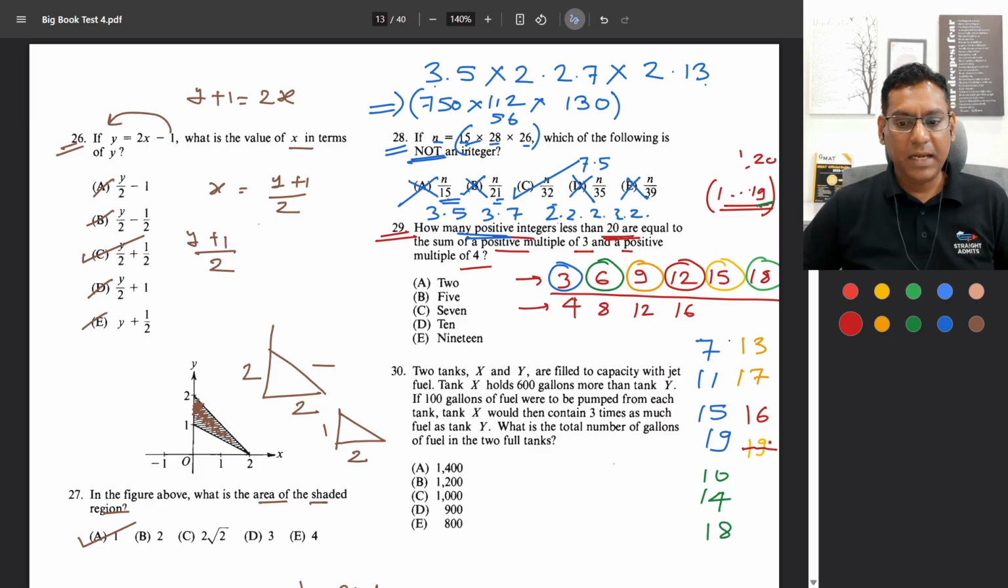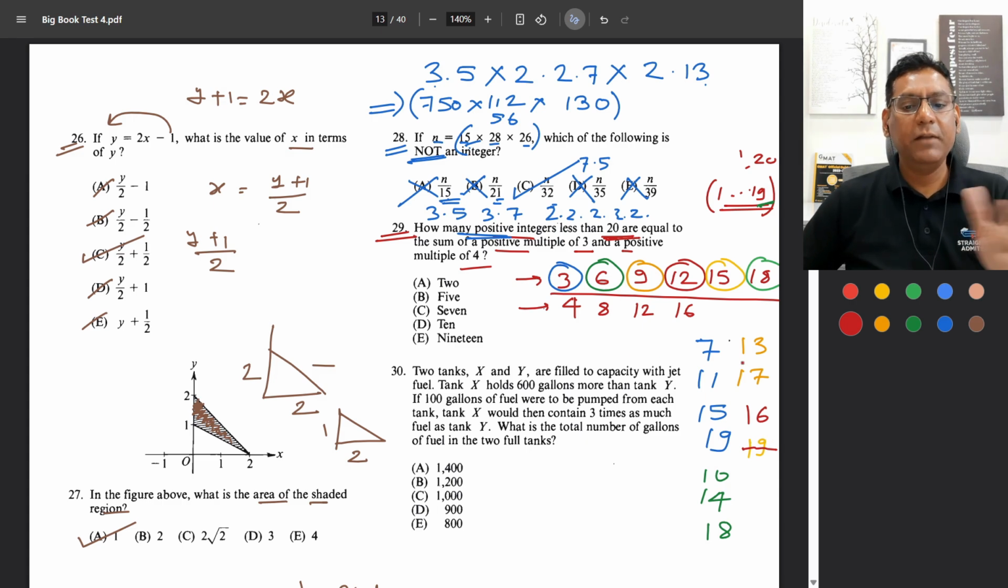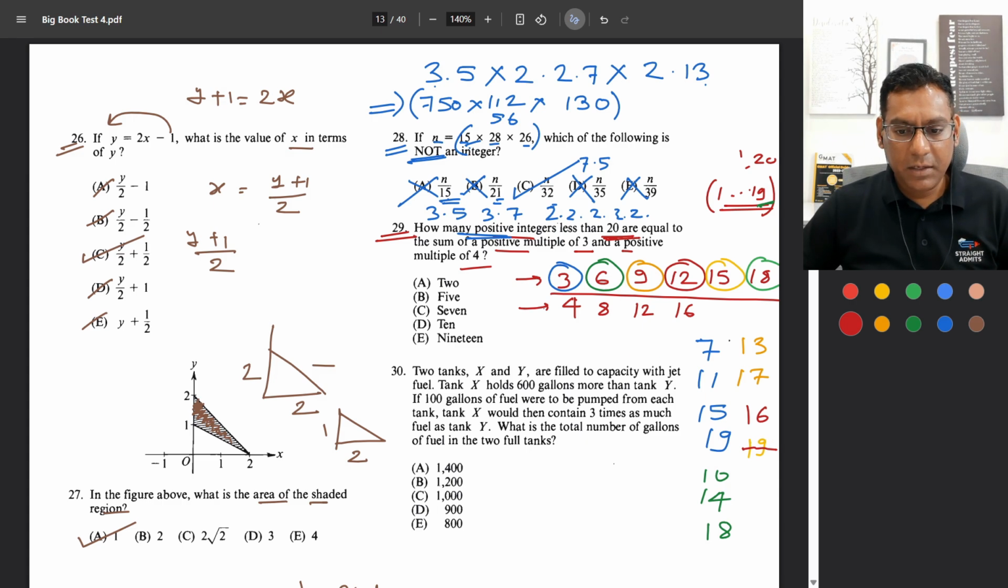17, no, 19 is the only number that's repeated. That means 19 can be formed by different combinations of these numbers. Okay, is there any other number? 7, 11, 13, 15, 17, 15, 10. Okay, fine. So how many such numbers are there?